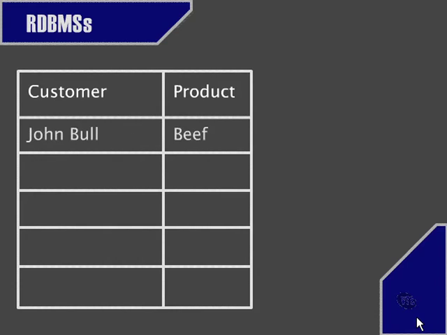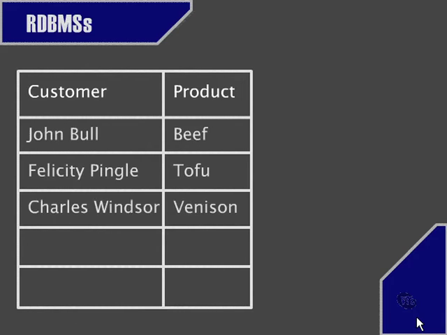John Bull comes in and buys some beef. Felicity Pingle buys some tofu. And Charles Windsor pops in to buy some venison. Now, our system at the moment is similar to a flat file database system. Essentially, there is nothing in this system that couldn't be done by a card index.